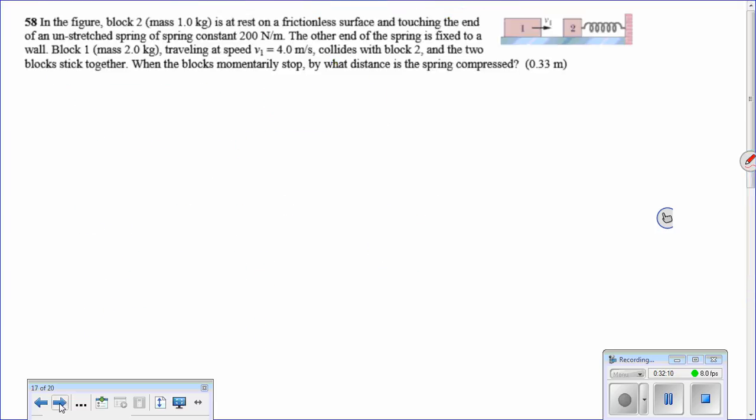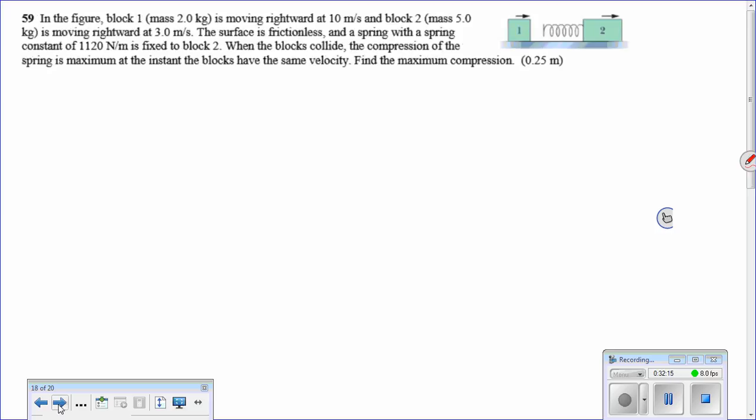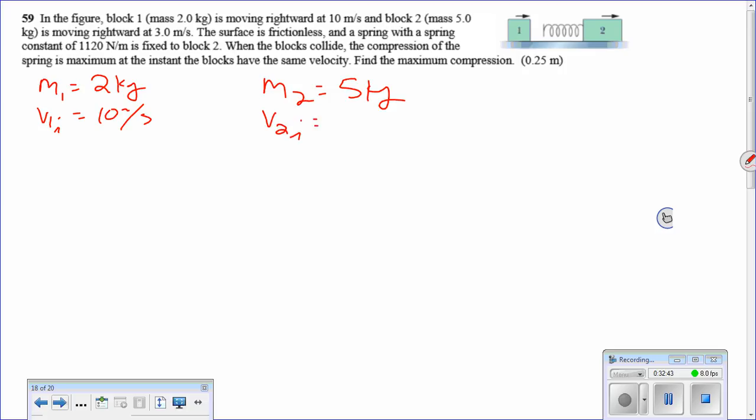All right. Last one I think was 59. Is that right? 3 stars. All right. So this is another one with a spring. In the figure, block 1 has a mass of 2 kilograms. It's moving rightward at 10 meters a second. So the velocity of 1 initially is 10 meters a second. Block 2 is 5 kilograms. The velocity of 2 initially is 3 meters a second, also to the right.